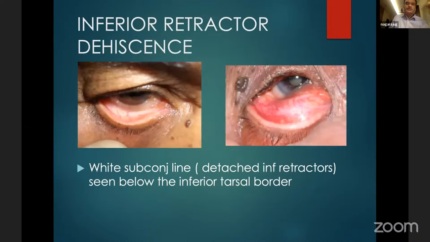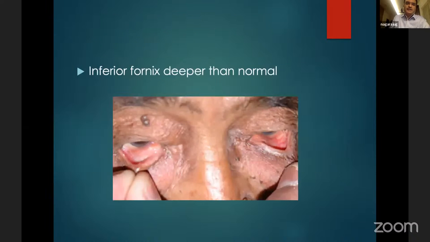And how do you identify whether the patient has got a vertical laxity, especially if the patient has got an inferior retractor dehiscence? So normally, this is the lid you see in a normal individual. Sometimes you can see a white subconjunctival line. When you evert the lower lid in a case of involutional entropion, that is your inferior retractors which are separated. That is the detached inferior retractors which you see below the tarsal plate. Below the tarsal plate, you see that white line. That is a sign. If you get an individual, just evert the lid and see. If you see a white line, that is one of the signs to say it is an inferior retractor dehiscence.